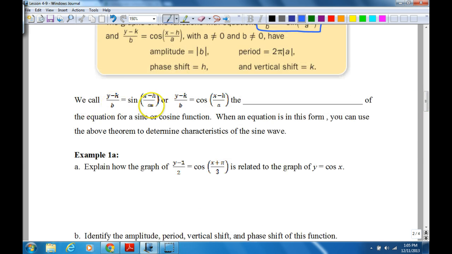Next part says we call this equation, or this equation right here, these two, the graph standardized form.